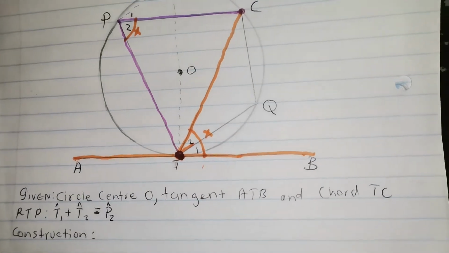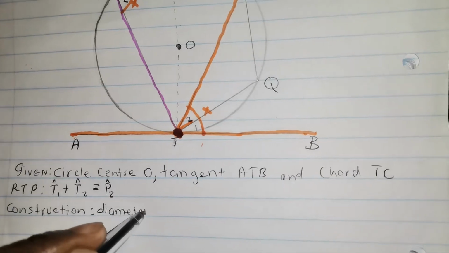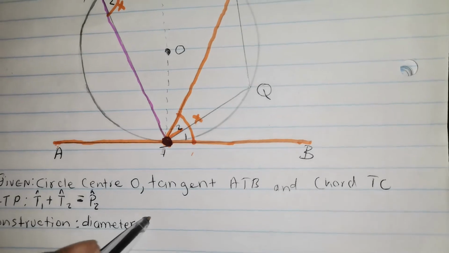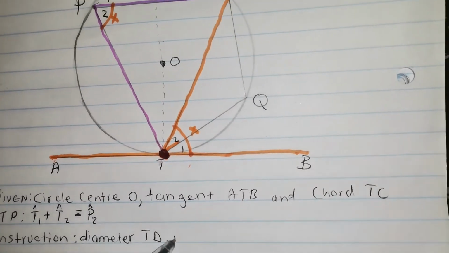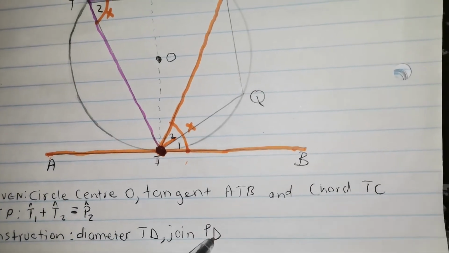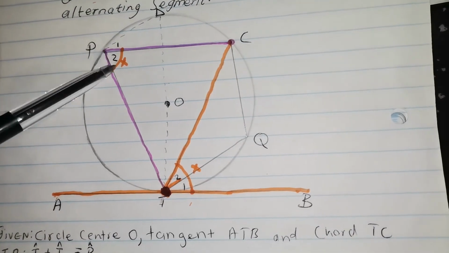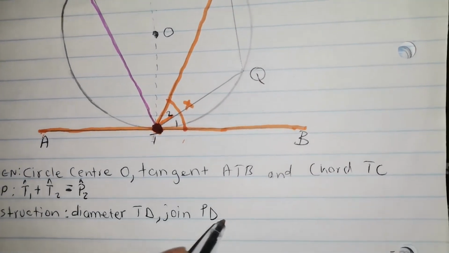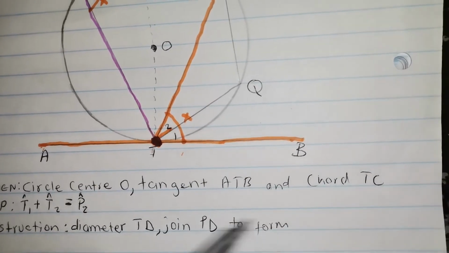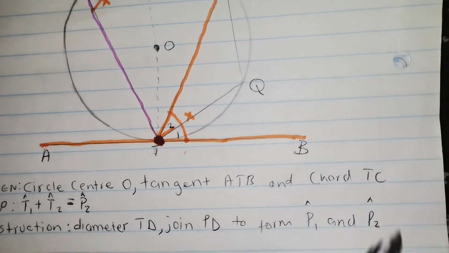Okay, construction. You have considered diameter. By the way, it's a diameter because it passes through the circle. Diameter TD, and it's going to join PD. So this diameter TD is going to join PD to form not P1 plus P2 but angle P1 and angle P2. I hope you understand.